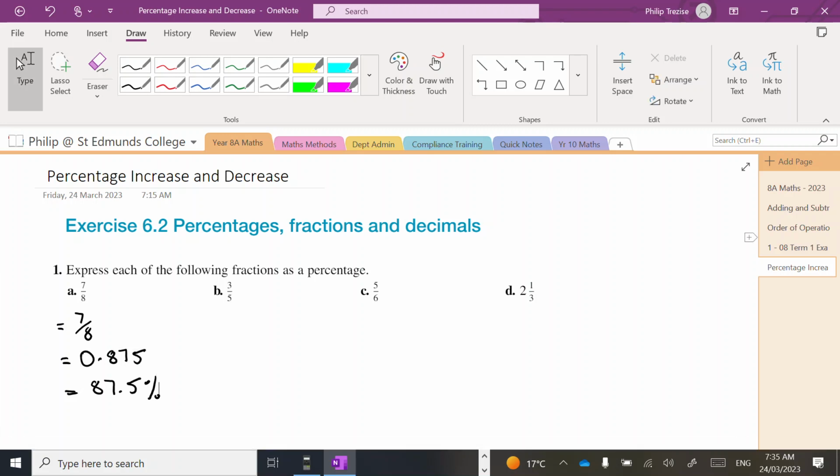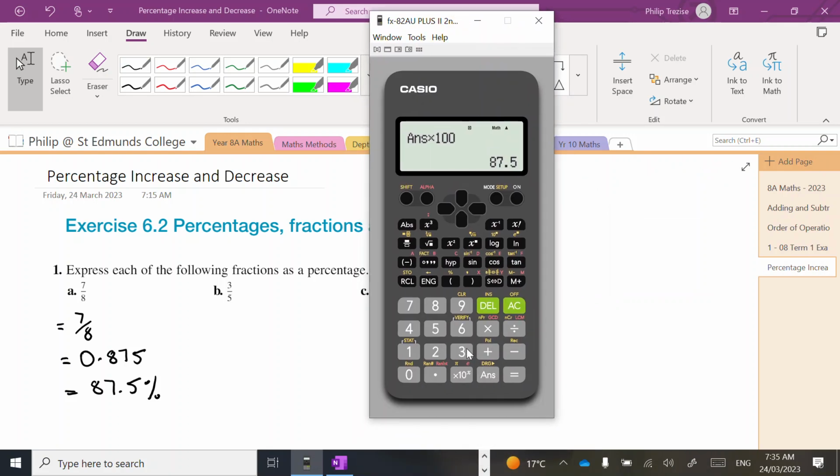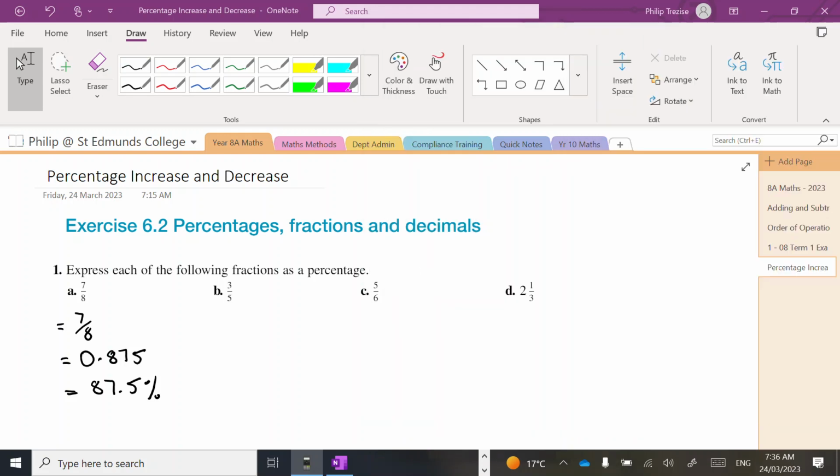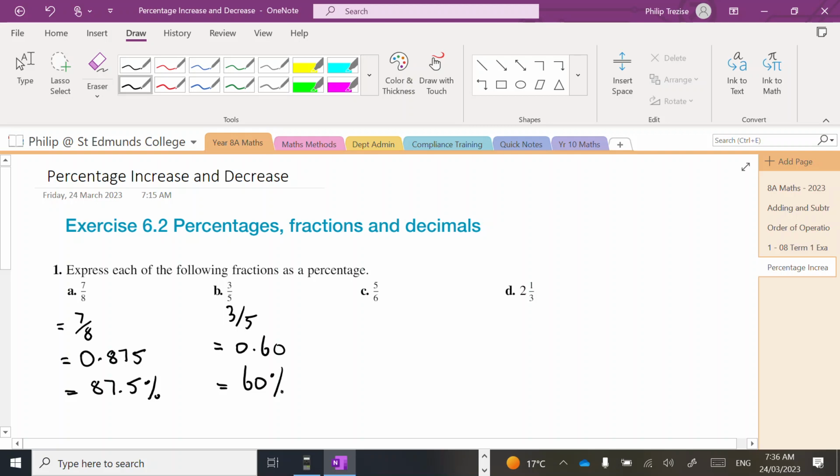Let's try 3 over 5. Go a bit faster this time. As a decimal, 0.6. 3 over 5 as a decimal, 0.6, and then move the decimal 2 places. I'd have to imagine a 0 there, so it would be 60%.